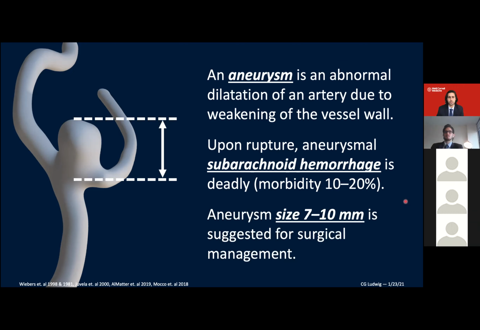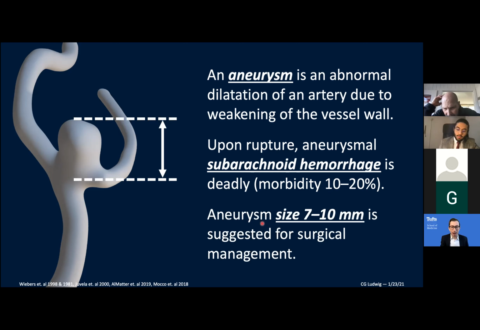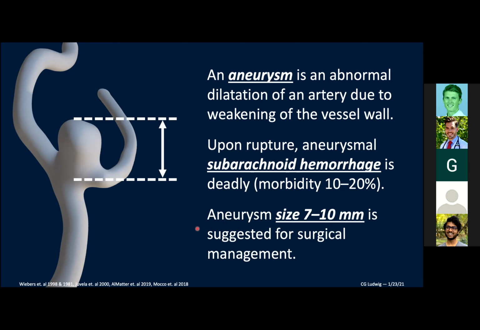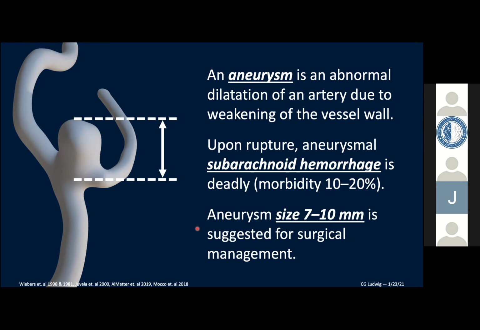Now, when a patient presents with an asymptomatic, unruptured cerebral aneurysm, typically it happens incidentally when a patient's having brain imaging for a different reason. The most important thing that clinicians use to make clinical management decisions is the size of the aneurysm. And generally today, a size of 7 to 10 millimeters or greater. These larger aneurysms are suggested for surgical management.